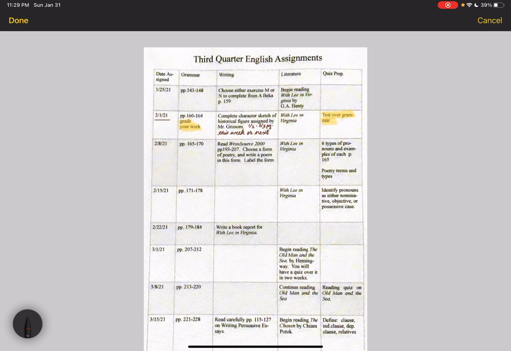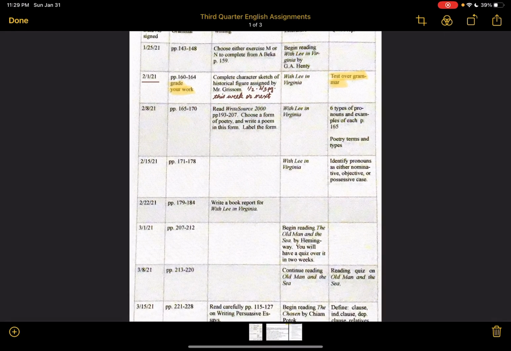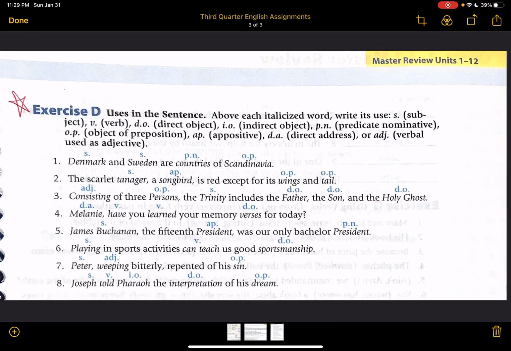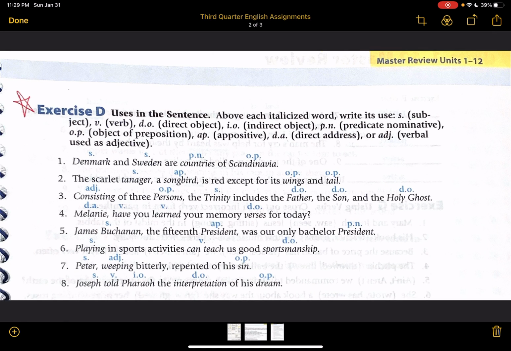All right, now what about your grammar pages? Let's look at some of them. Exercise D, or let's see, you may omit, sorry, I forgot to mention this, you may omit exercise A on page 160. You do not need to do that exercise.